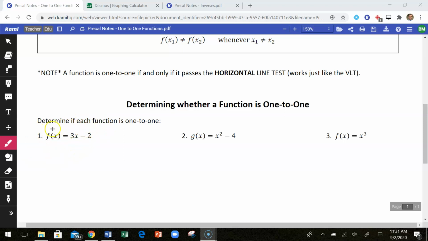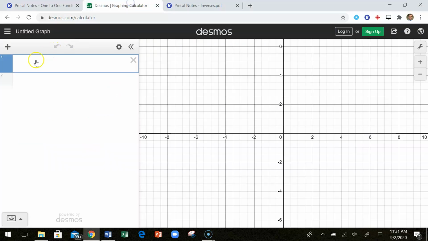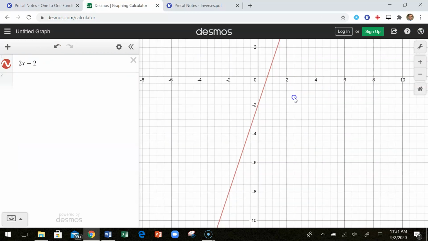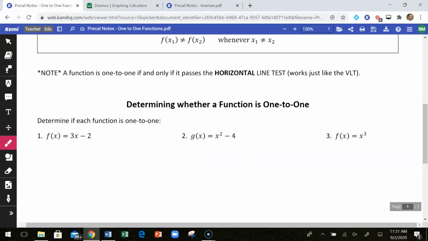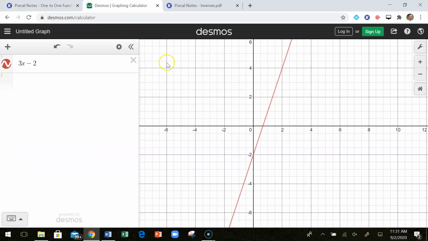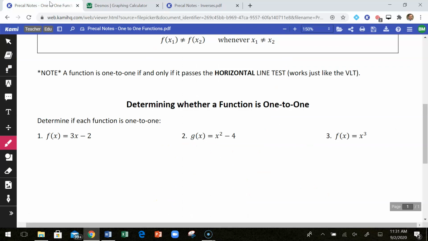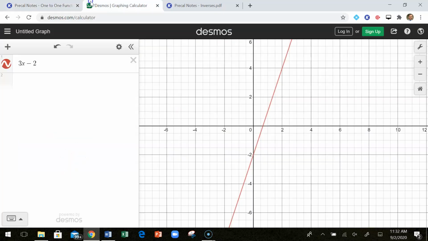Now, you should know what f of x equals 3x minus 2 looks like, but if you don't, graph it and then see, does it pass the horizontal line test? So if we graphed 3x minus 2, you should know that that's just a line, y-intercept of -2, slope of 3, and because we have a line, again, just think about if I were to draw horizontal lines, am I ever going to hit this line more than once with a single horizontal line? And the answer is no. Therefore, this is one-to-one.